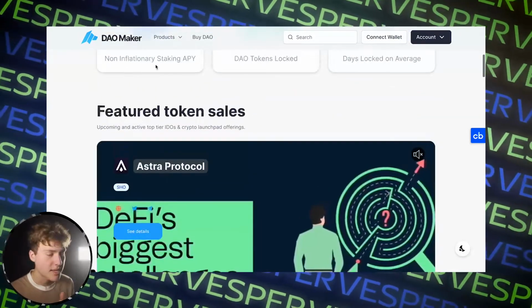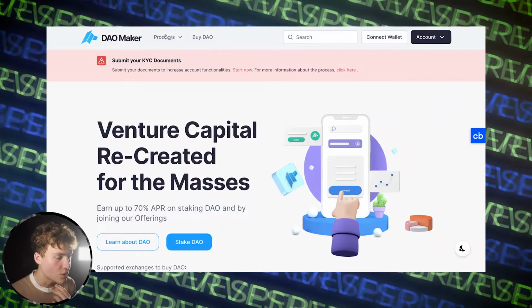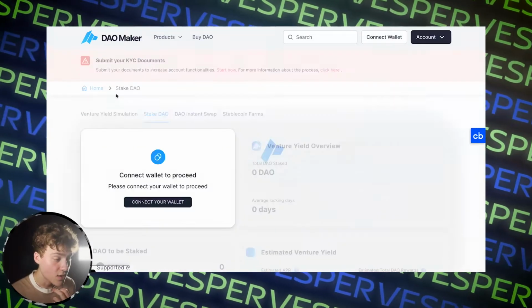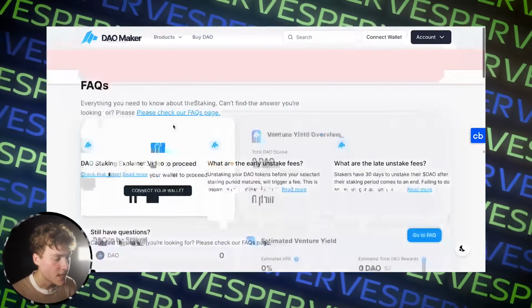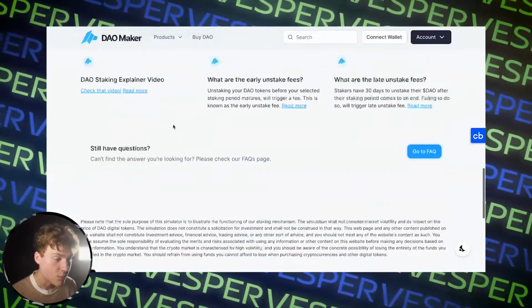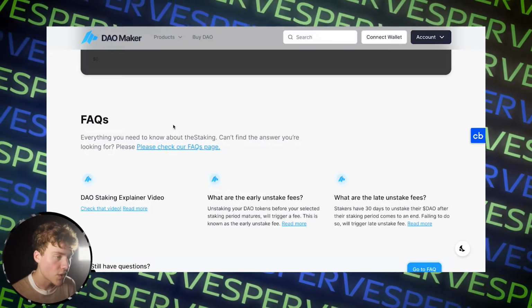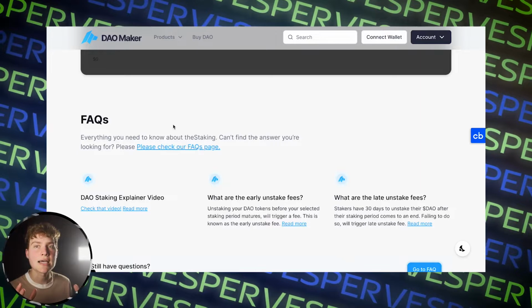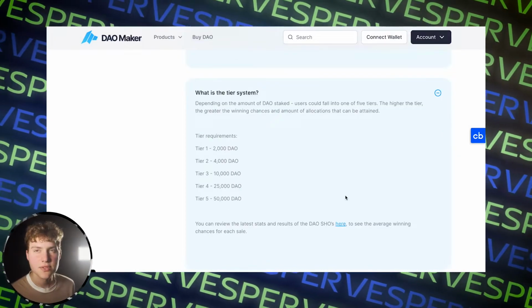And the way you participate in these token sales is you just gotta stake DAO token. So you go to products, you go to stake DAO, then you connect your wallet, you purchase some DAO tokens, and that's how you can participate. And the more tokens you buy and stake, the greater your allocation. Allocation is just the size of how many tokens of an IDO you can get. And there are like 5 different tiers.